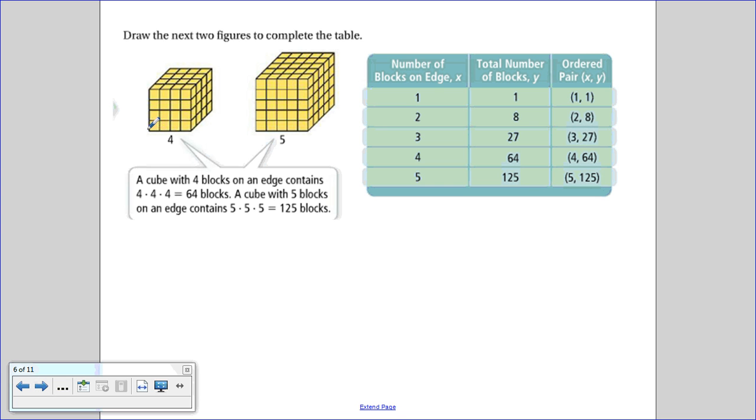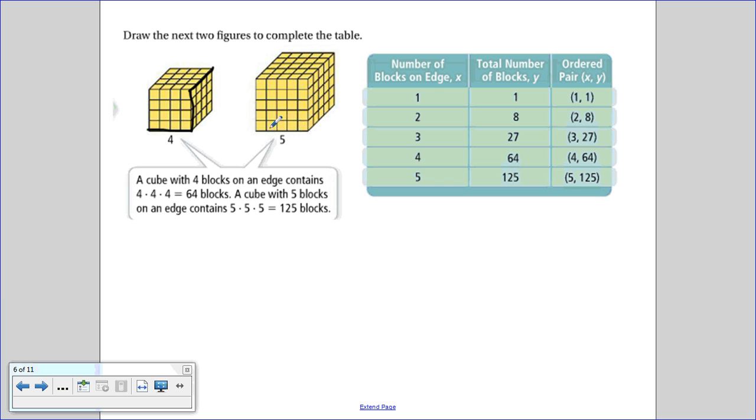Well, when we go 4 over by 4 up, what do we get? 4 by 4, we got 4, 8, 12, 16. So we got 16 of these. And then we have 4 of these deep. If you think about it this way, we have 1, 2, 3, 4 blocks deep. So we have 4 of these little squares deep. So 4 times 4 is 64.